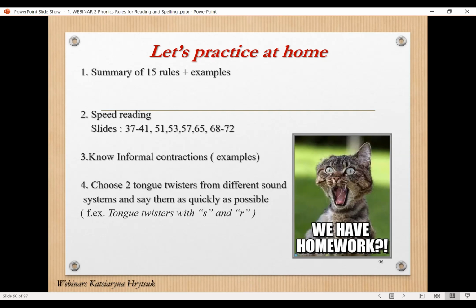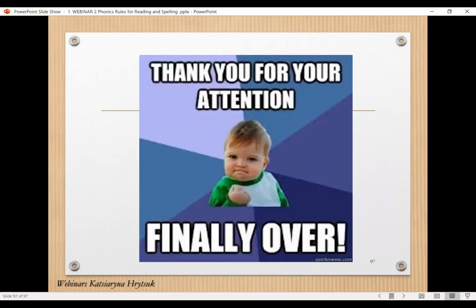So remember about informal contractions. This show, I wanna go, I wanna finish, let me go. Okay, and choose two tongue twisters from different sound systems and say them as quickly as possible. You can choose the same, you can choose different, as you wish. Great job. Thank you for your attention.